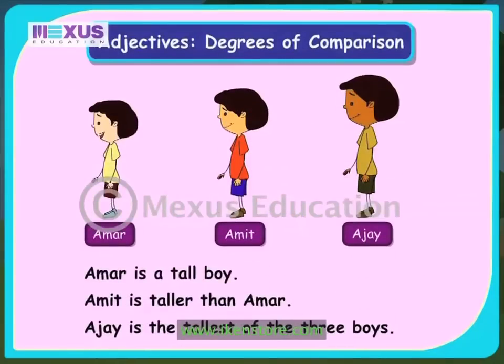We have now looked at the use of the degrees of adjectives. In the sentences given here, the adjective tall is in the positive degree, taller in the comparative degree, and tallest in the superlative degree.